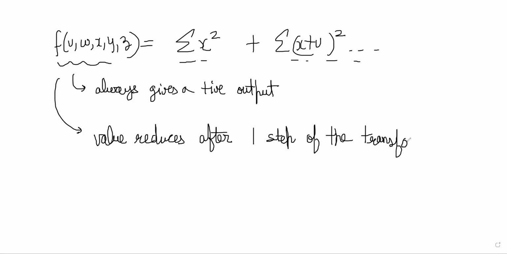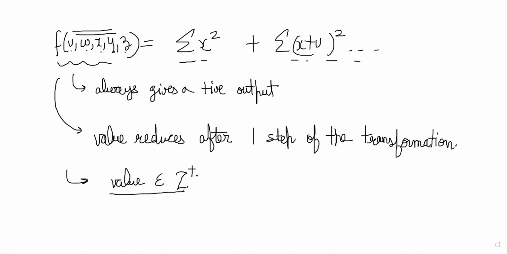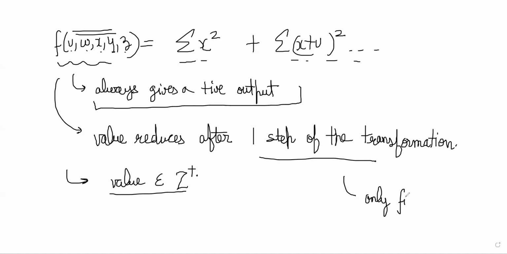So if the value is reducing after one step of the transformation, and we know that b, w, x, y, z, all of these are integers, so each value is a positive integer, and it is reducing in each step. Every time you do a transformation, it reduces. That means it will reduce by steps of at least one integer or more, right? And since it always has to be positive, there are only a finite number of times you can do this transformation.